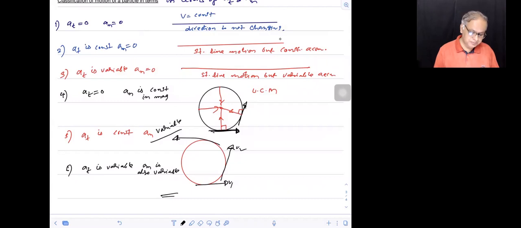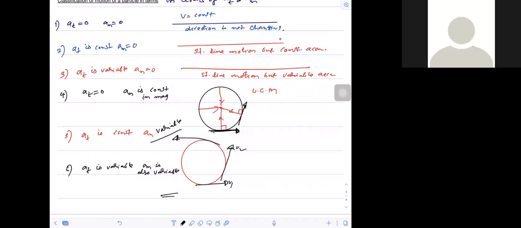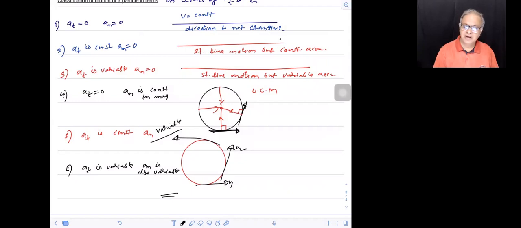Okay, now we have shown that S equals R theta. Can you see this now? S equals R theta is visible to you? No, sir. Okay, then I think I'll close it for today.